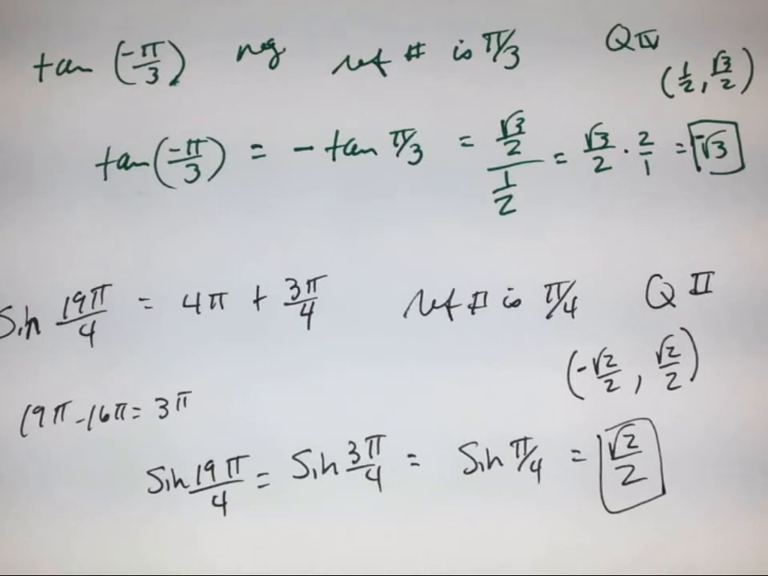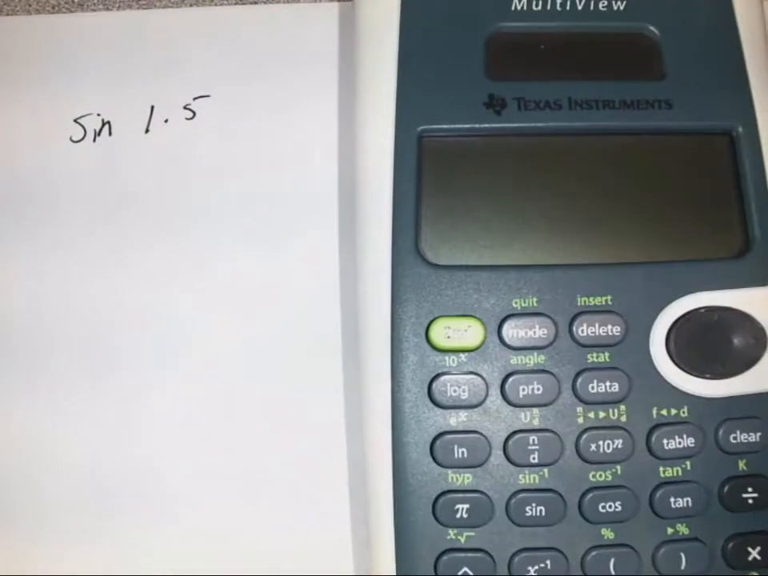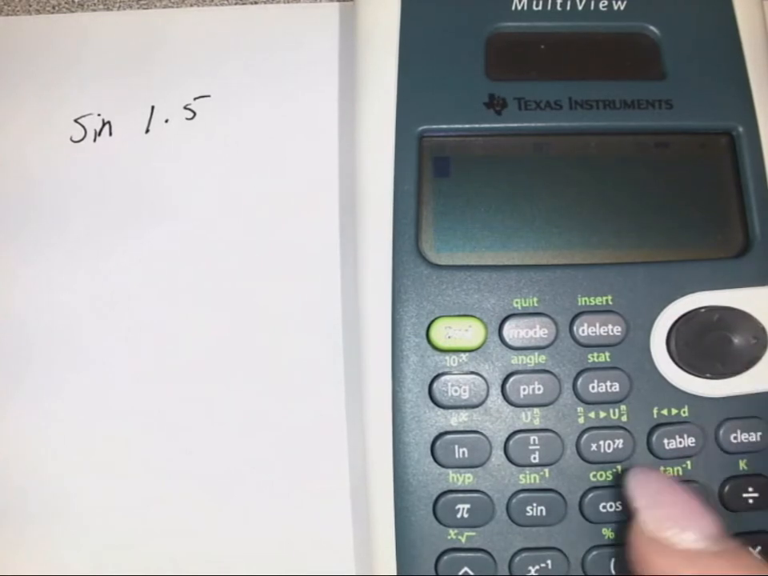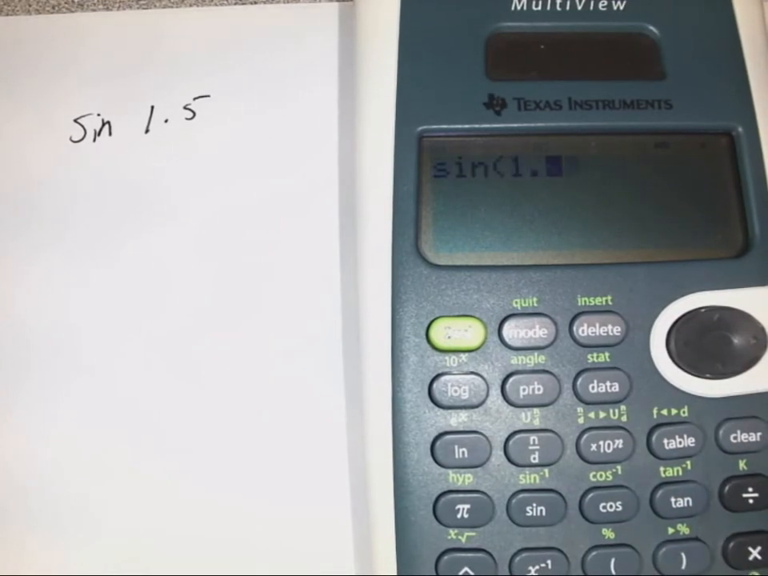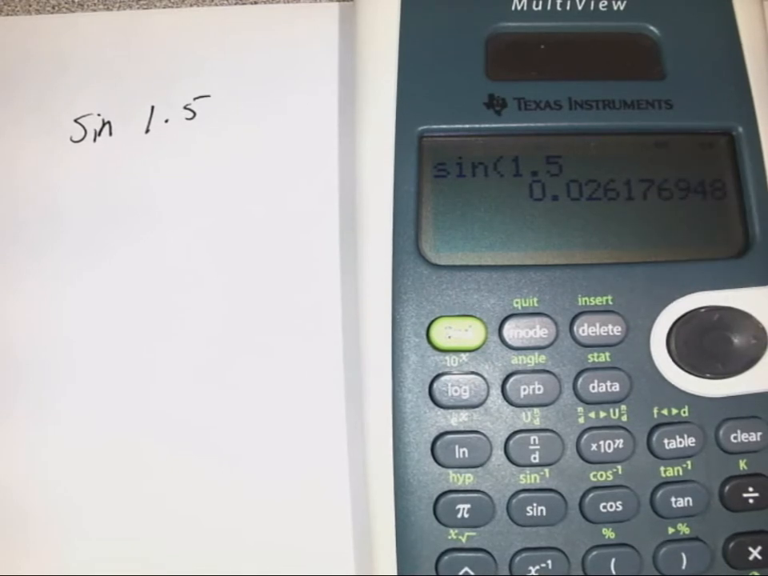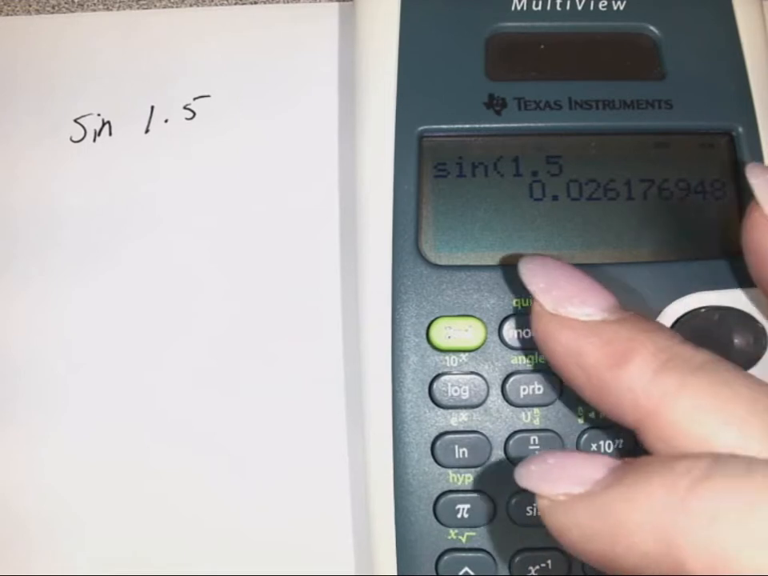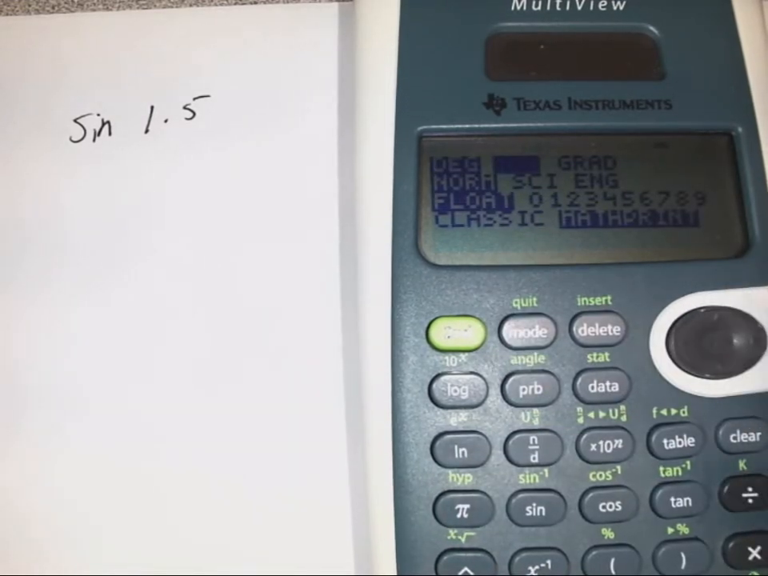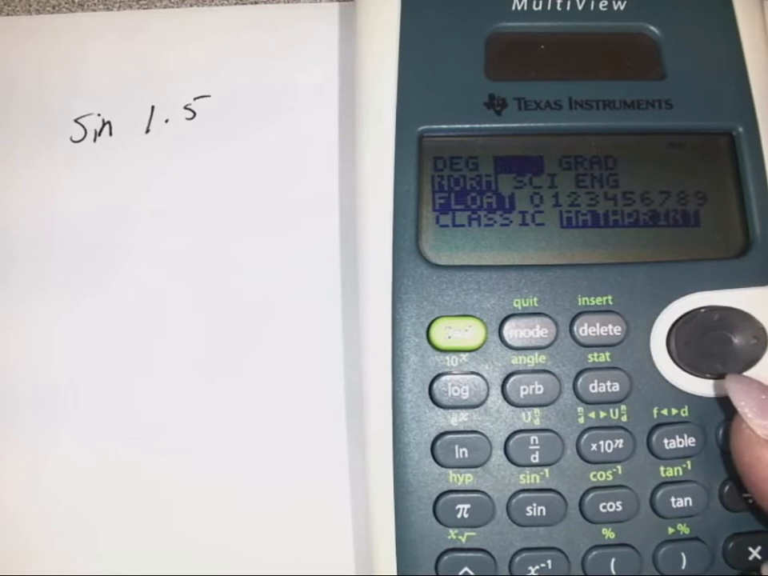All right, so what if we want to find the sine of 1.5? Well, we're going to have to use a calculator for that, because that's not on our unit circle and it's nowhere near our unit circle. Oops. So we'll take our sine of 1.5, and that is not the right answer. If you notice here, we're up in degrees. We need to be in radians. So you need to go to mode and switch to radians, because we are doing radians right now.